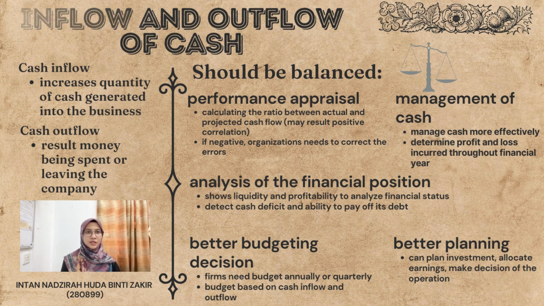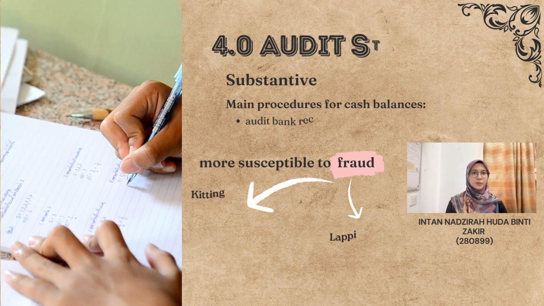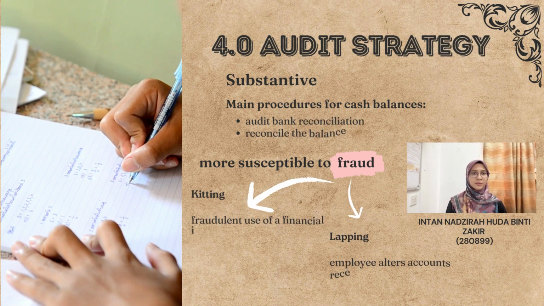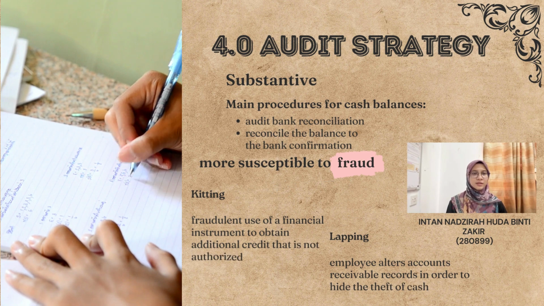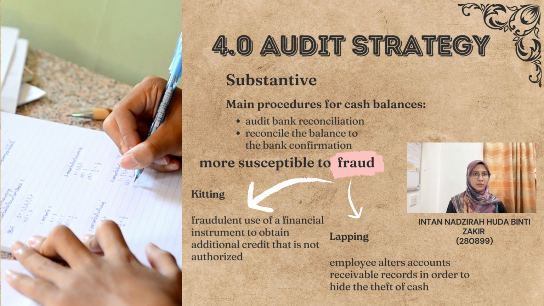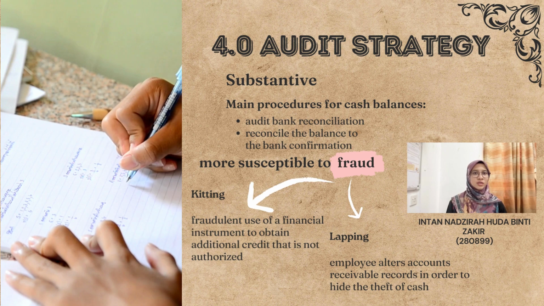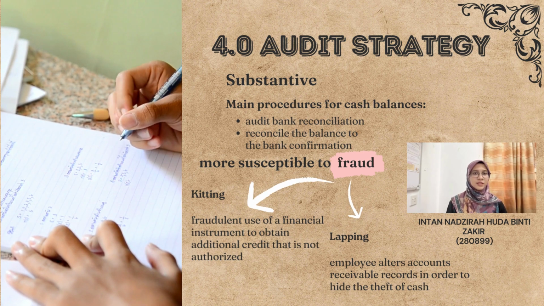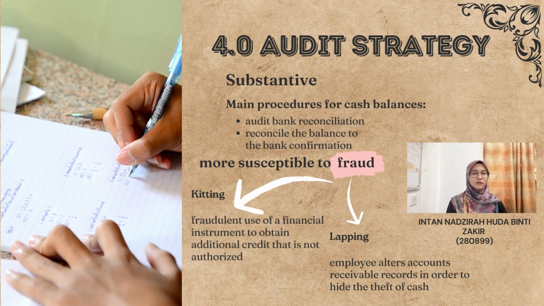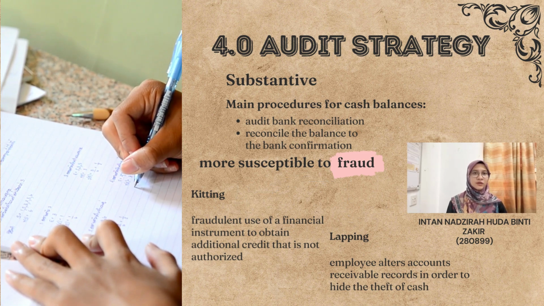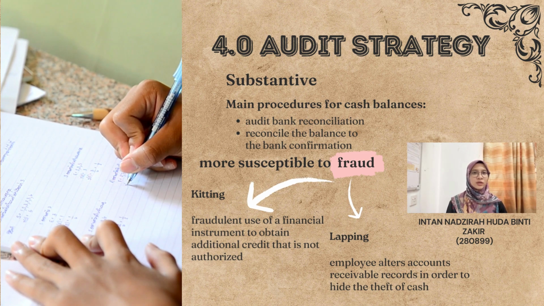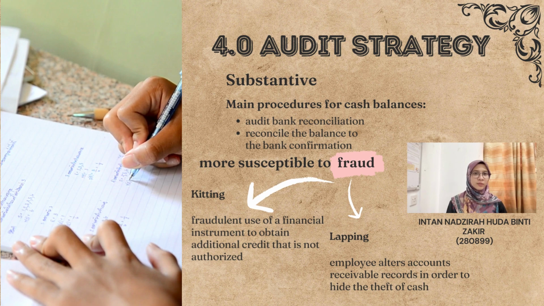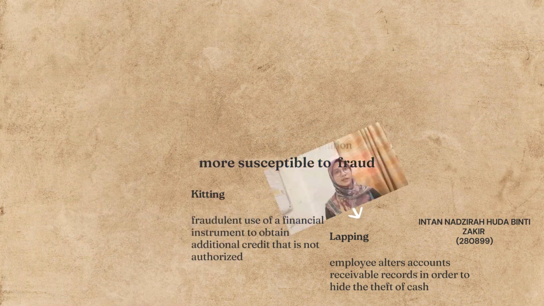of that organization. Audit strategy approach is usually substantive. The main procedures for cash balance are to audit the bank reconciliation and reconcile the balance to the bank confirmation. Cash is an area that is more susceptible to fraud than other areas. Fraud has two types. First, kiting. Kiting is fraudulent use of a financial instrument to obtain additional credit that is not authorized. Second is lapping. Lapping occurs when an employee alters accounts receivable records in order to hide the theft of cash.